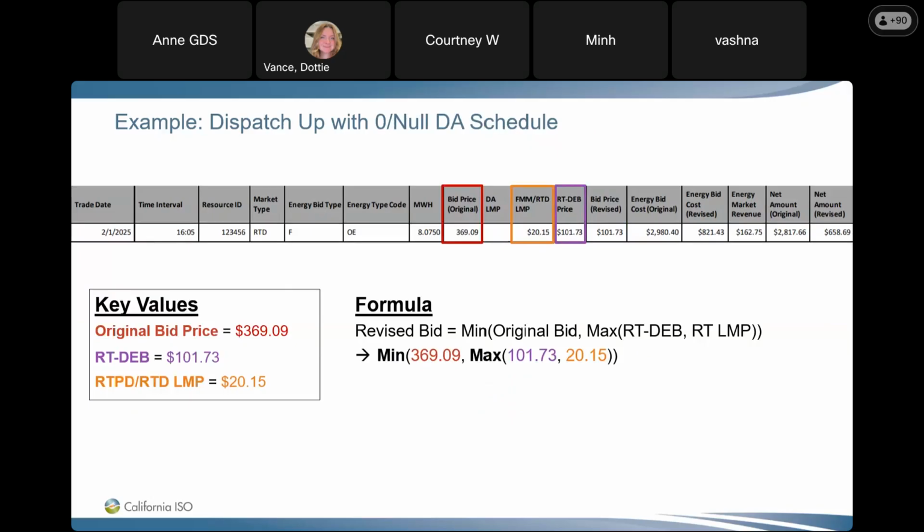So again, if we were to plug it in, the first thing we'd want to do is take the highest of the two numbers, the 101 and the 20.15, and that would be the 101. And then we're going to compare it to that original bid price and take whichever is the lowest. So again, the revised bid price is going to be $101.73.